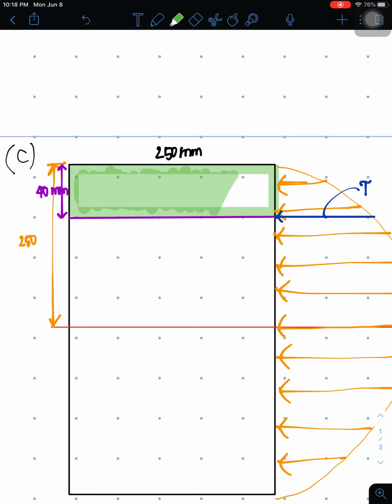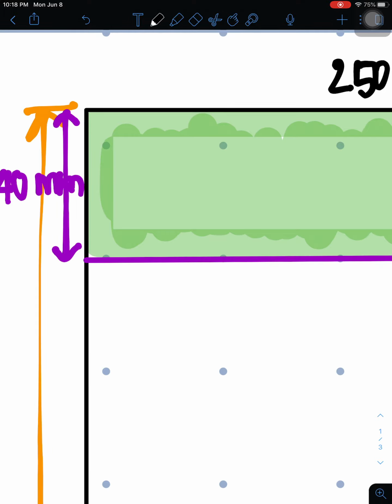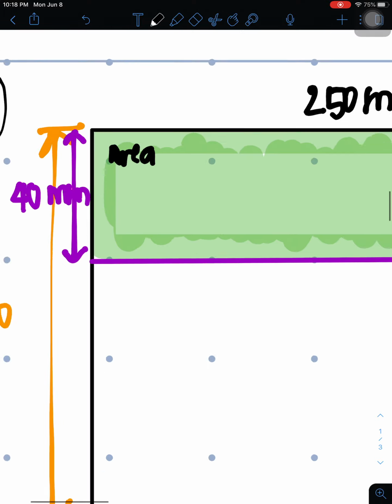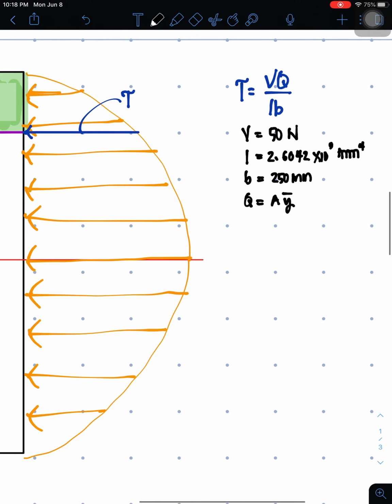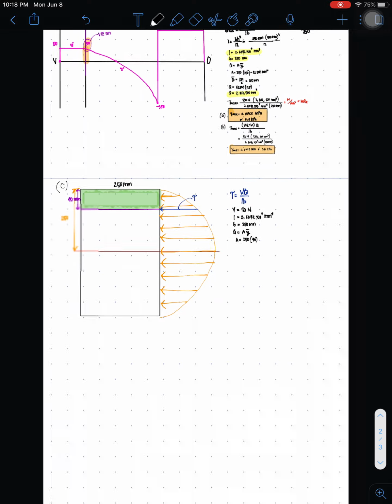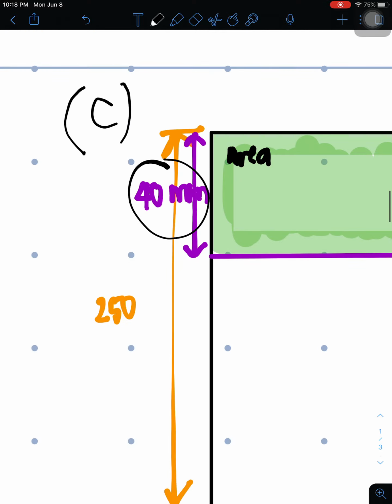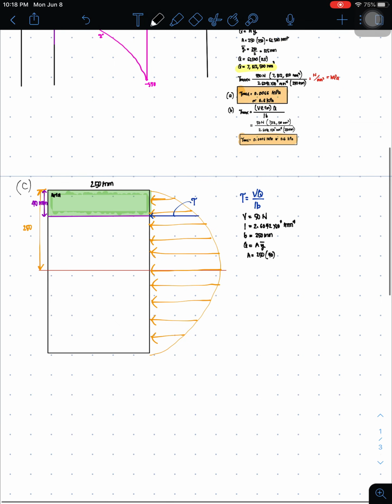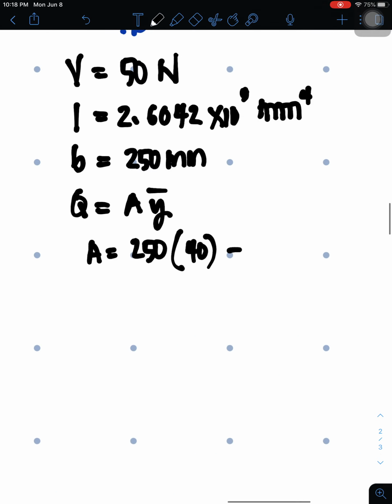Pila man ang area ani niya. So makita na nato that this is the area that we are looking for. So ang area is just equal to 250 as the base and the height is 40. Sakto? Yes, 40 millimeters iyang height. Diba? So that's 250 times 40. The area is 10,000. Alright, so we have now the area.